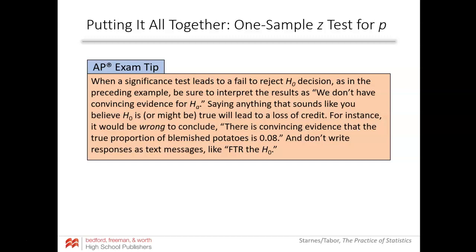This is kind of like when you're involved in a court trial, they say guilty or not guilty. They don't say innocent. They don't say the defendant is innocent, they just don't have enough evidence to say that they are guilty. So that's the idea: you can't say we accept the null hypothesis. You just say we fail to reject the null hypothesis. So this statement here about there is convincing evidence that the true proportion is 0.08, don't write that.